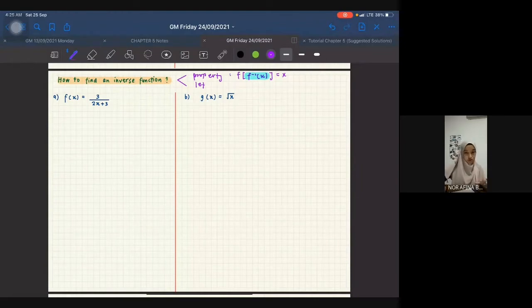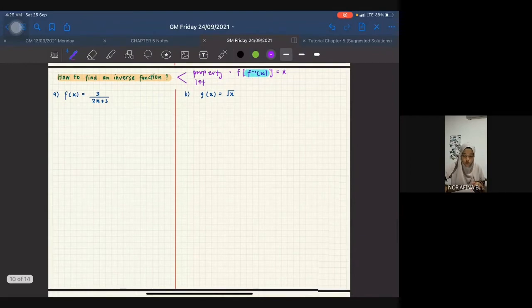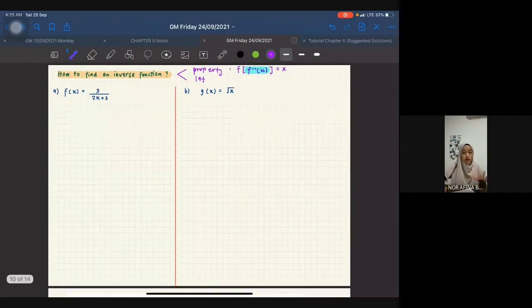Okay, so jom teruskan. Kita teruskan macam mana kita nak cari inverse function kita. Okay, so I'm going to show you both methods. Okay, so saya akan tunjuk dua-dua and it's up to you which method you want to use. Okay, alright, so for the first one, method number 1. Okay, so kita guna property.